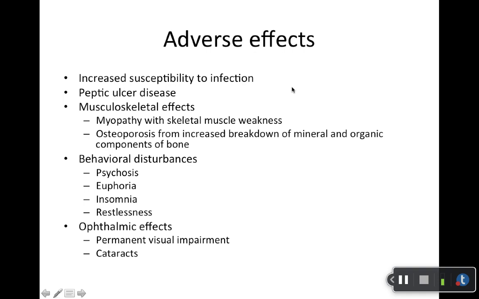More adverse effects: increased susceptibility to infection. I mentioned that because it is immunosuppressive, you do have an increased susceptibility to infection. So put a star on this one too. Put a star on any adverse effects slide for testing purposes for the steroids.